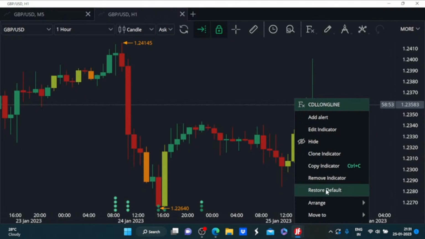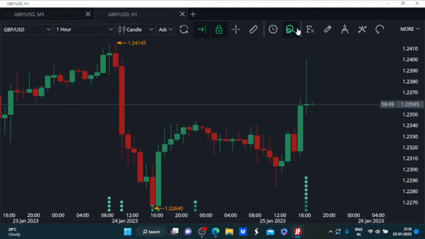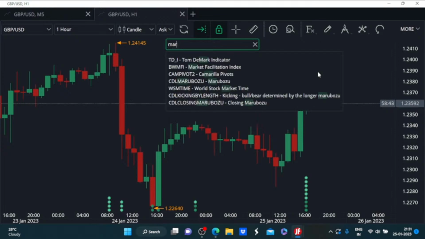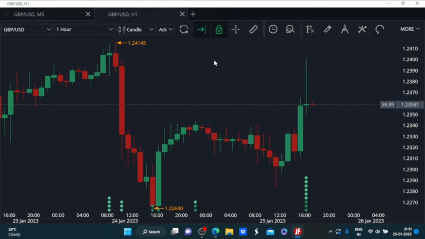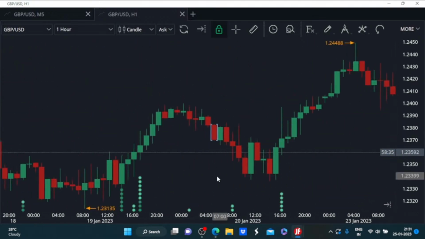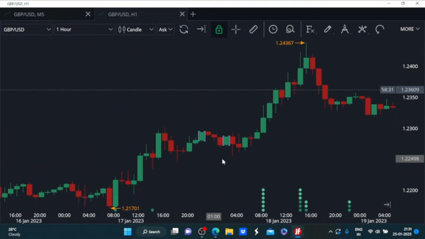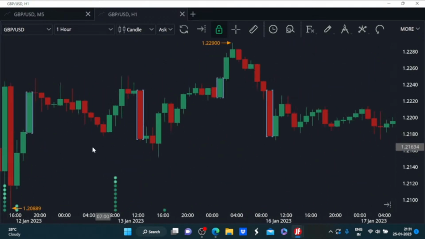Let me remove yesterday's pattern recognition. Now to add this, all we have to do is type in Marubozu, and here it comes. All right, now let's see when it has formed recently. So here is one instance. Let us look for others. All right, we are getting a couple of examples and more.